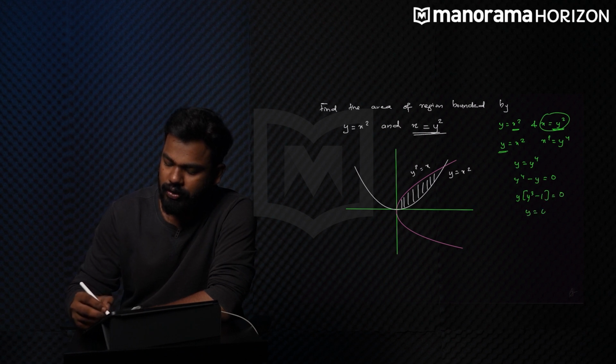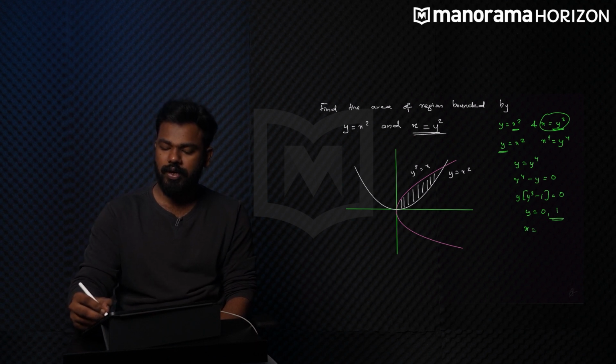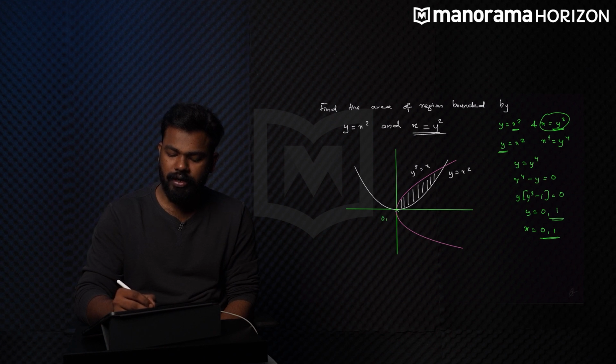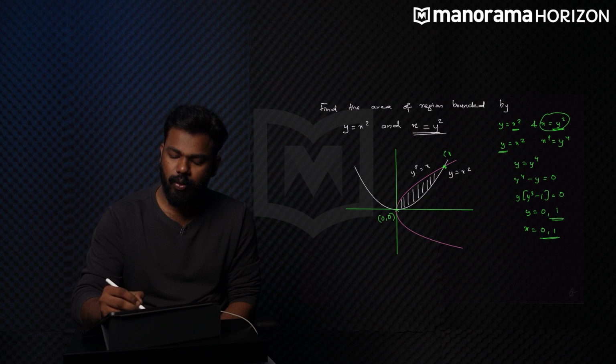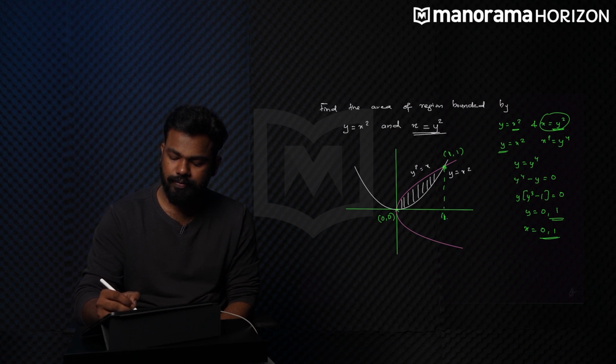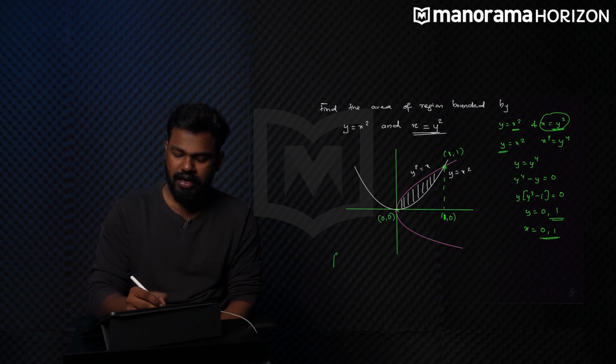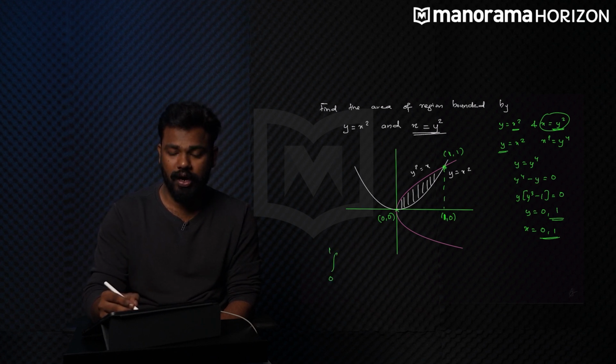So I can say y is equal to 0 or 1. So if y value is 0 or 1, what is x value? X value is same as what? 0 and 1. So 0, 0 is a point which is here in the origin. And what will be this point over here, this intersection? It will be 1, 1. So this intersection is 1. So if I draw a vertical line, this will be 1, 0. So to find out this area, I have to take integral from 0 to 1.